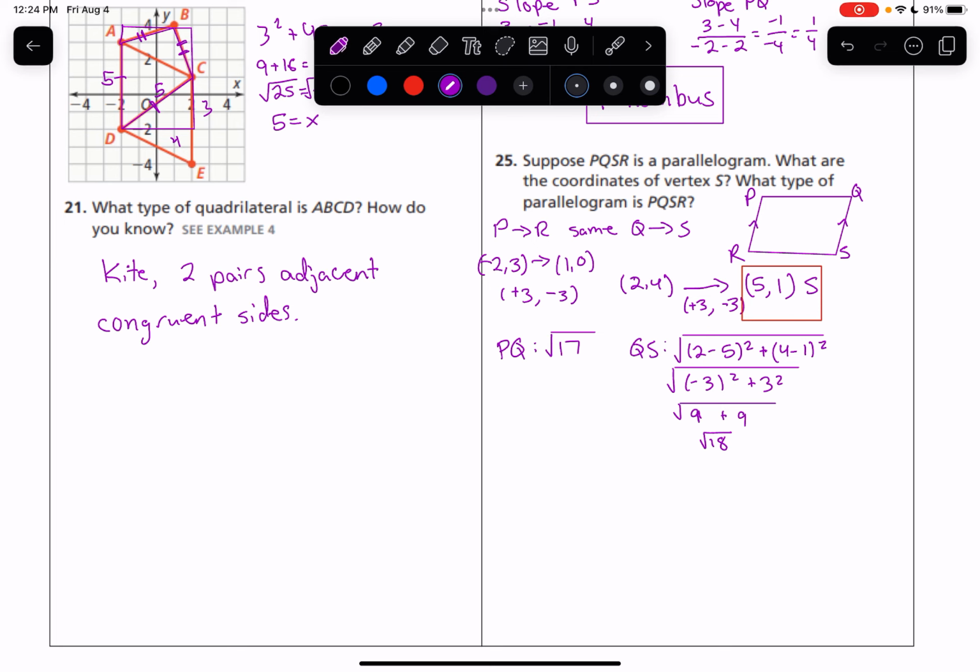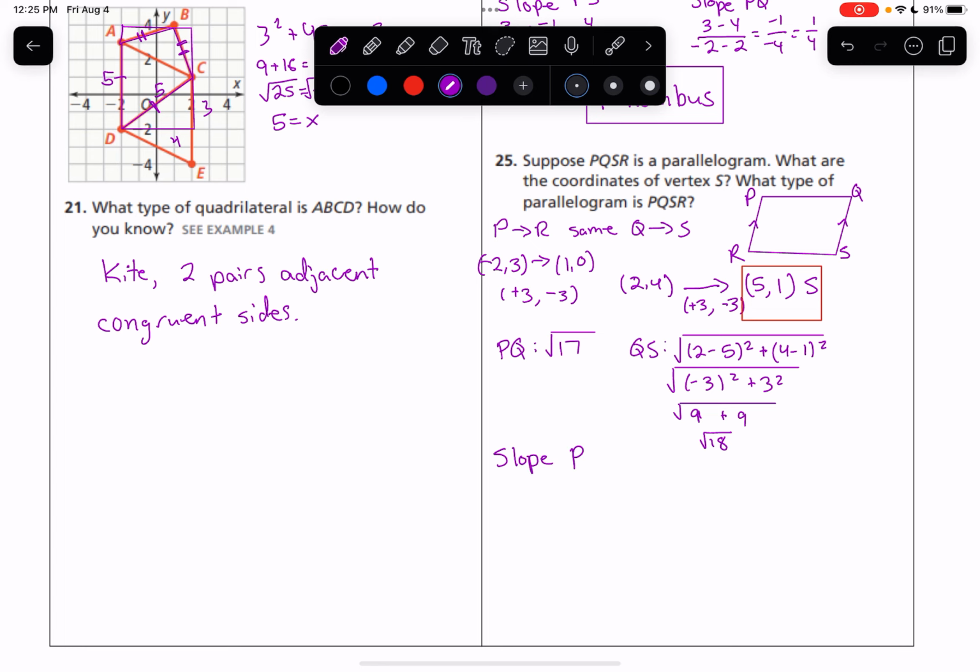So since the adjacent sides are not the same length, I know this is not a rhombus, because in a rhombus, all the sides are the same length. So this is not a rhombus, but it could still have right angles and be a rectangle. So I've got to find the slopes of some of these adjacent sides to figure out whether these angles are right angles, and we have a rectangle on our hands.